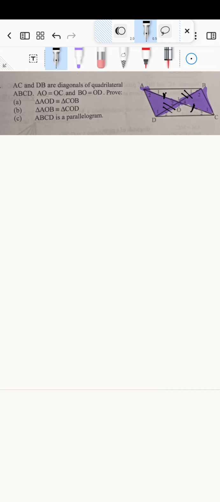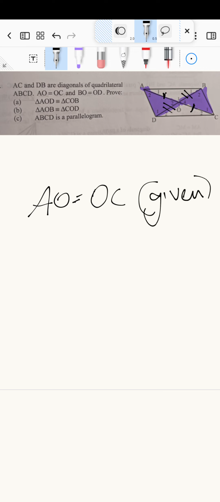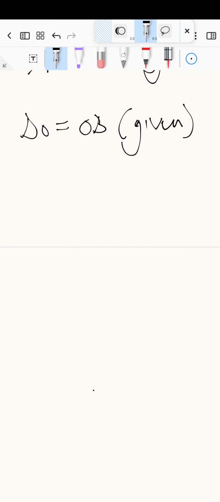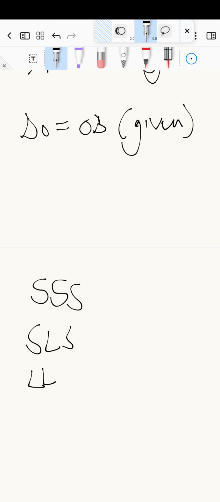So they told us that AO is equal to OC. Okay, that was given to us in the question. They also told us that DO is equal to OB, also given information. So there you have two sides. So now if we think about congruency, there are different methods when we're dealing with triangles for congruency. The first one is side, side, side. The second one is side, angle, side. The third one is angle, angle, side. And the last one, right angle, hypotenuse, side.